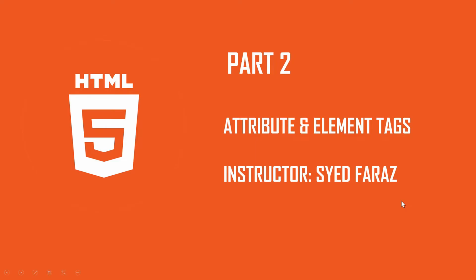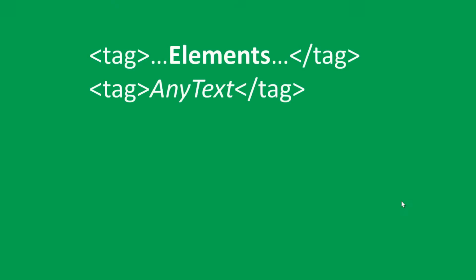Welcome to part 2. So today we are going to learn about attribute and element tag. So let's start. The opening and closing tag with its content are said to be elements. Like all HTML tags are said to be elements, and the content between tags are said to be element content.